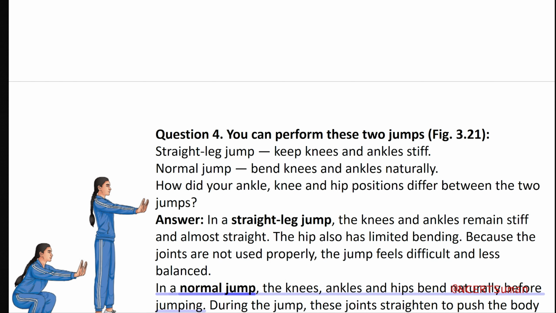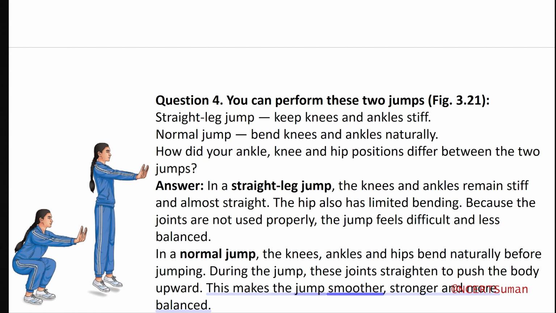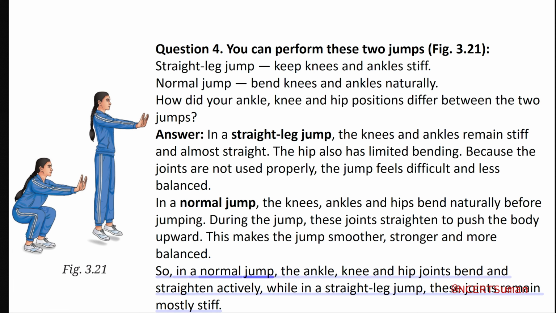In a normal jump, the knees, ankles, and hips bend naturally before jumping. During the jump, these joints straighten to push the body upward. This makes the jump smoother, stronger, and more balanced. So, in a normal jump, the ankle, knee, and hip joints bend and straighten actively, while in a straight leg jump, these joints remain mostly stiff.